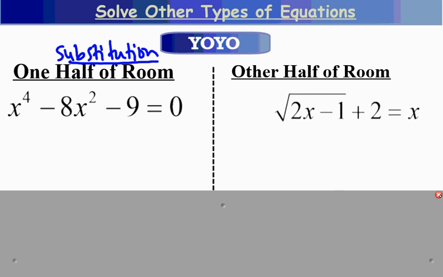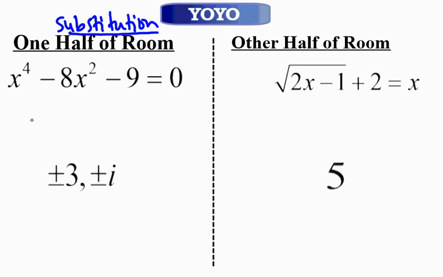Okay, here's your solutions. This first one, there should be 4. 2 of them are real, 2 of them require imaginary numbers because you'd be taking the square root of a -1. So you get plus or minus 3, plus or minus i, plus or minus the square root of -1. Over here, the only true solution you had was 5. There was an extraneous solution outside of 5 that was not true. So there's your 2 answers.